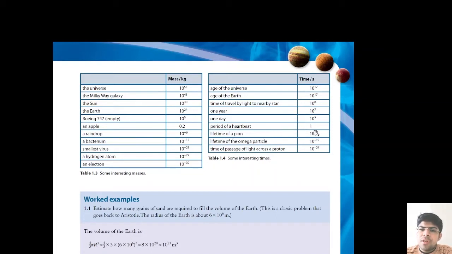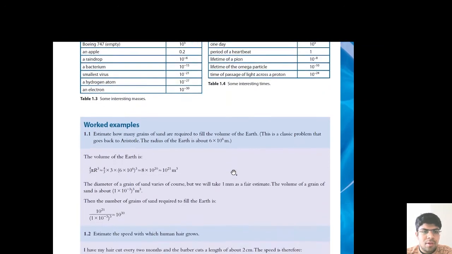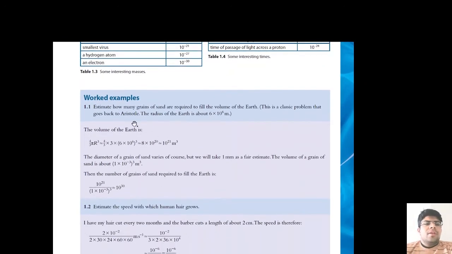One heartbeat takes place in 1 second, so quite interesting. The lifetime of a pion is 10 raised to power minus 8, and the lifetime of the omega particle is 10 raised to power minus 10 seconds, and the time of passage of light across a proton is 10 raised to power minus 24 seconds. Okay, so let's see some interesting examples here.